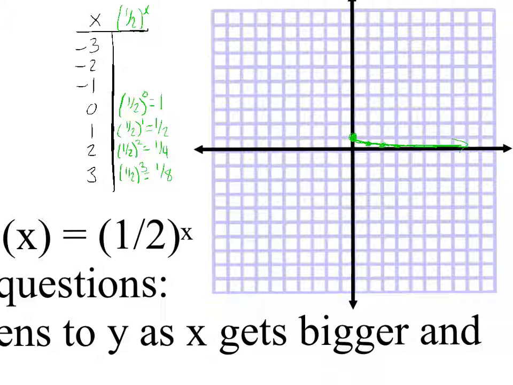It's never actually going to pass it though, because if you think about it, the x-axis means that the y value is 0. And there's nothing I can take 1/2 times itself so many times that I actually do get 0. I get really close to 0, but I don't actually get 0.